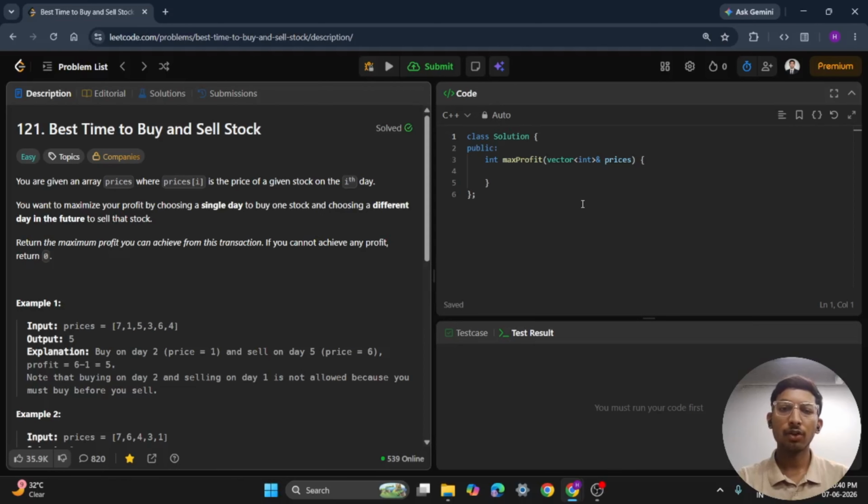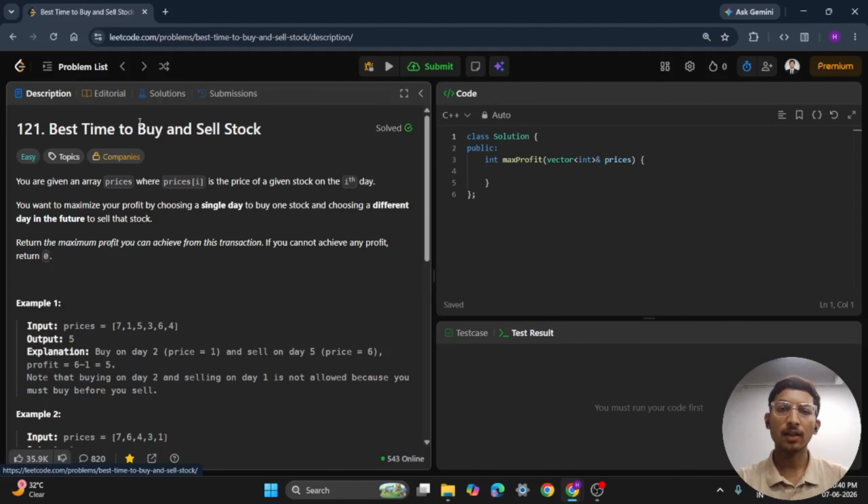Myself Harshit Kumar, and today we are going to solve LeetCode question number 121, Best Time to Buy and Sell Stocks. This is one of the most popular interview questions, and it's a great problem for learning how a simple observation can lead to an effective solution.